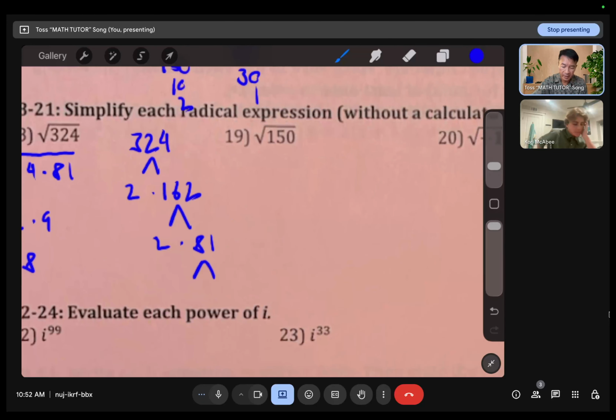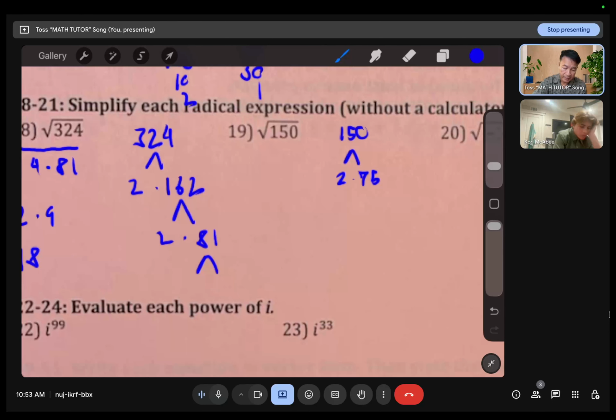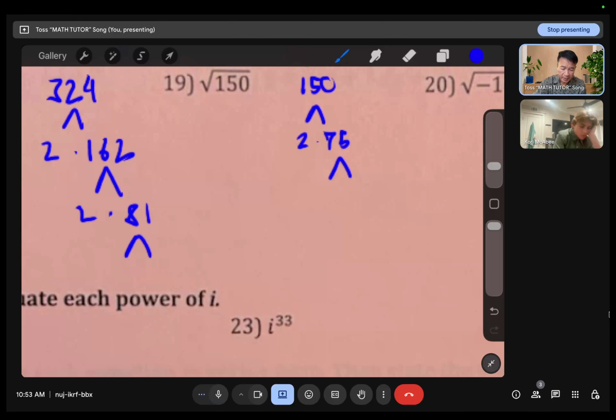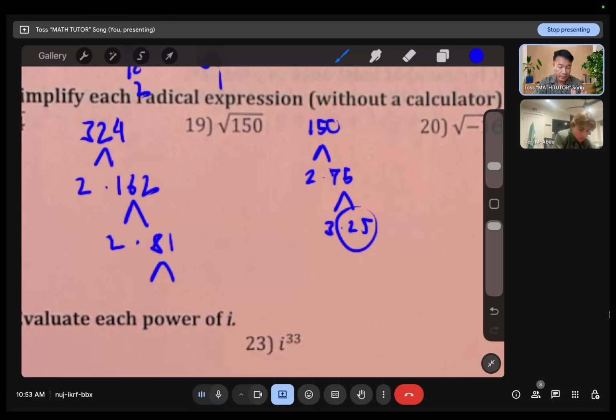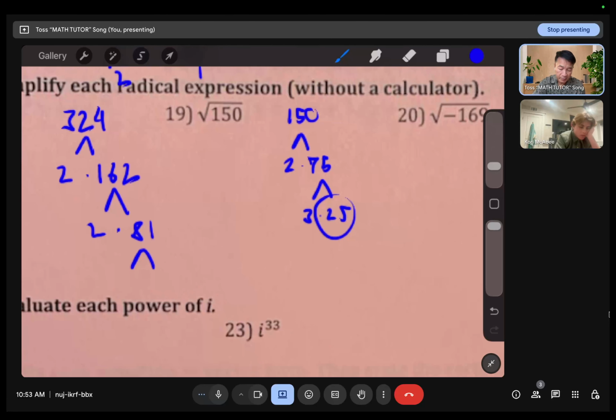That's why. In 150, same thing. I would half it. 75, 2 times 75. Now from here, double check, yeah, 2 times 75. From here though, you might remember that this is like 3 and 4. So it's the same thing as 3 times 25. So I would stop right here. When I come across a perfect square number, I would immediately stop.